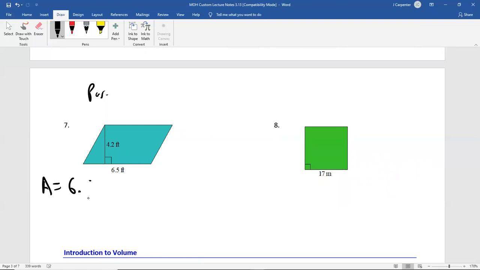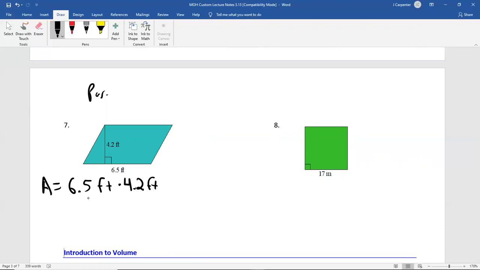So it's 6.5. Now I'm actually going to write the units this time. I'll show you why everything turns into feet squared. 6.5 feet times 4.2 feet. I know almost every single one of you would just write 6.5 times 4.2, and I would as well in general in this course. But I'm going to show you why this becomes feet squared.